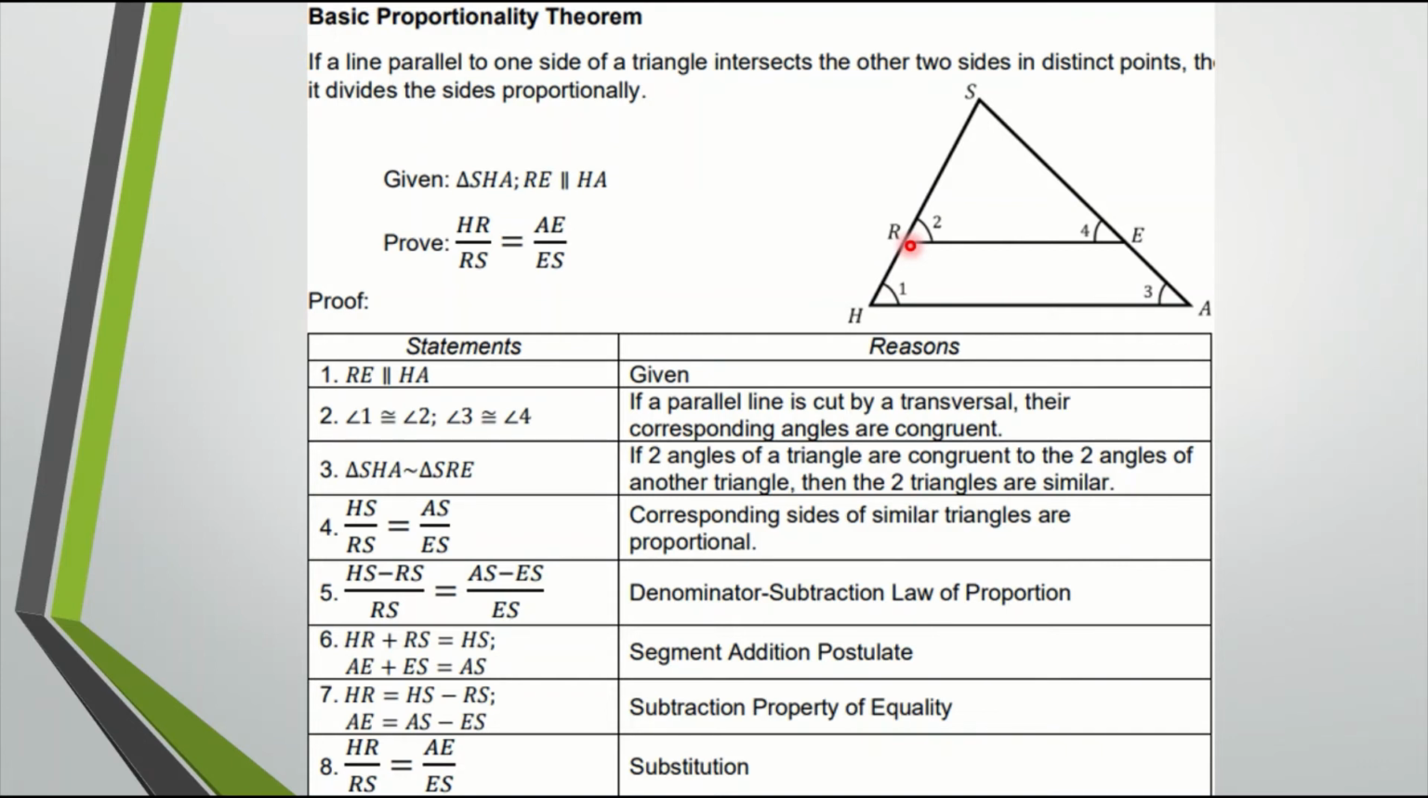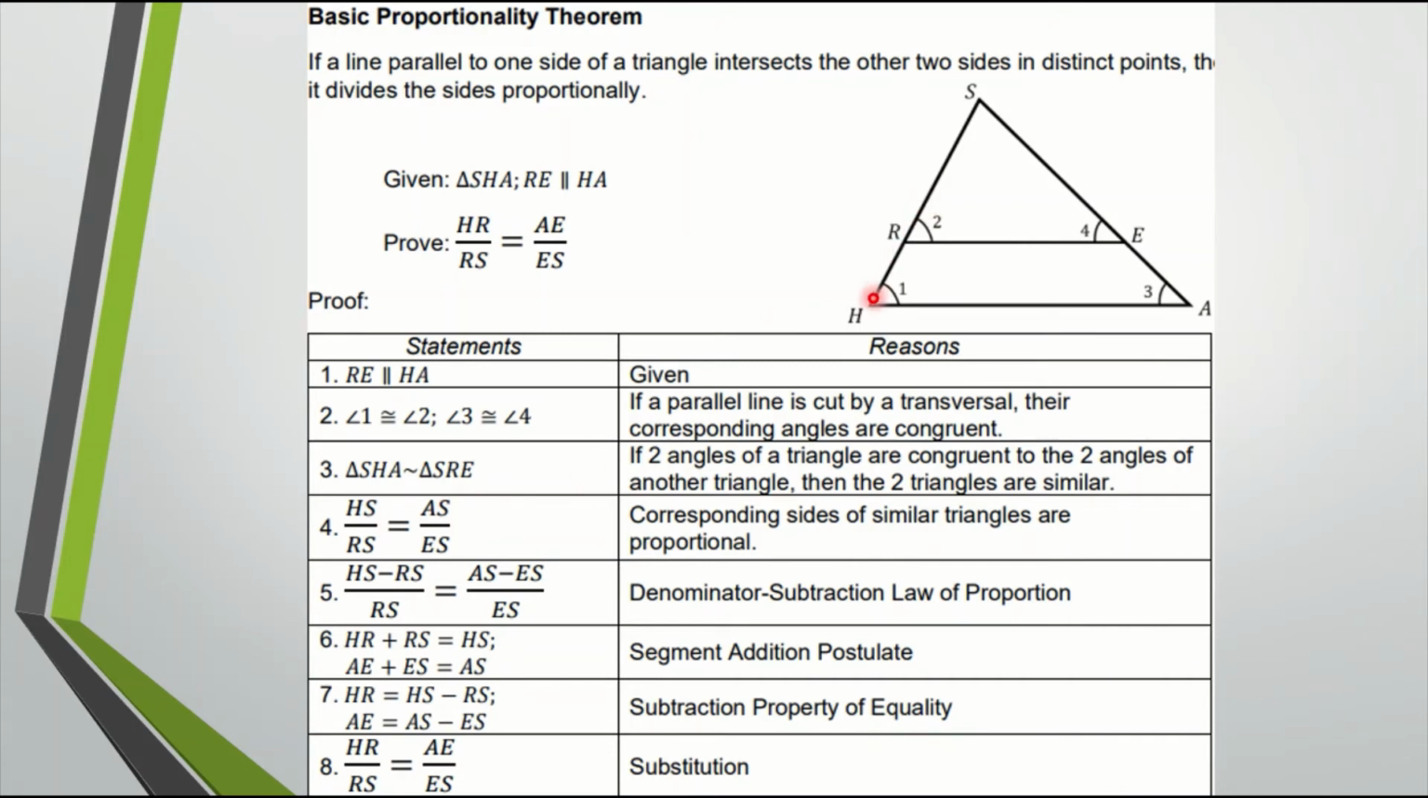So, triangle SHA, itong malaki, at yung SRE will be similar. Bakit? If two angles of a triangle are congruent to the angles of another triangle, then the two triangles are similar. So, ibig sabihin po, kung pares po ng angle itong dalawa, dito sa angle dito sa malaki, they are similar triangles. So, HS over RS is equal to AS over ES.